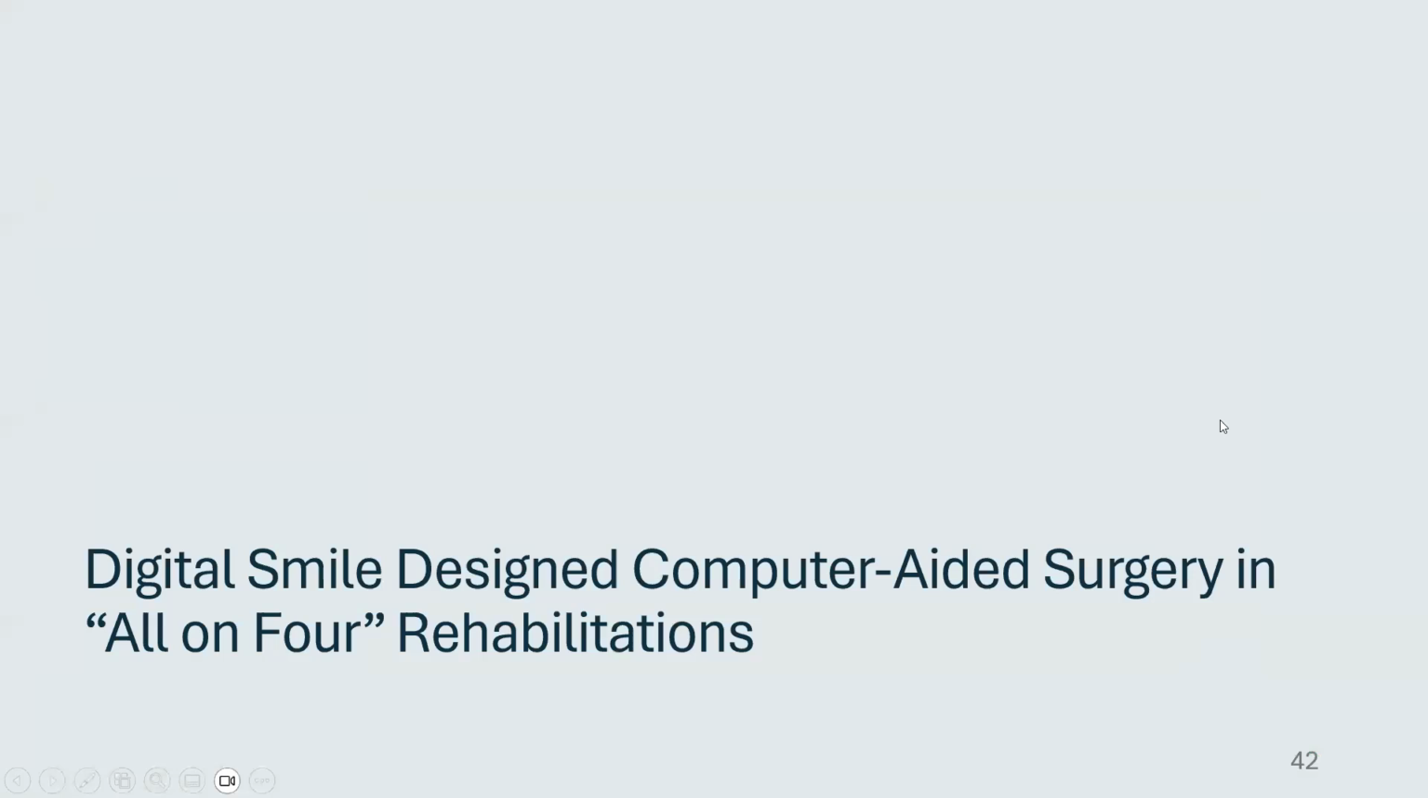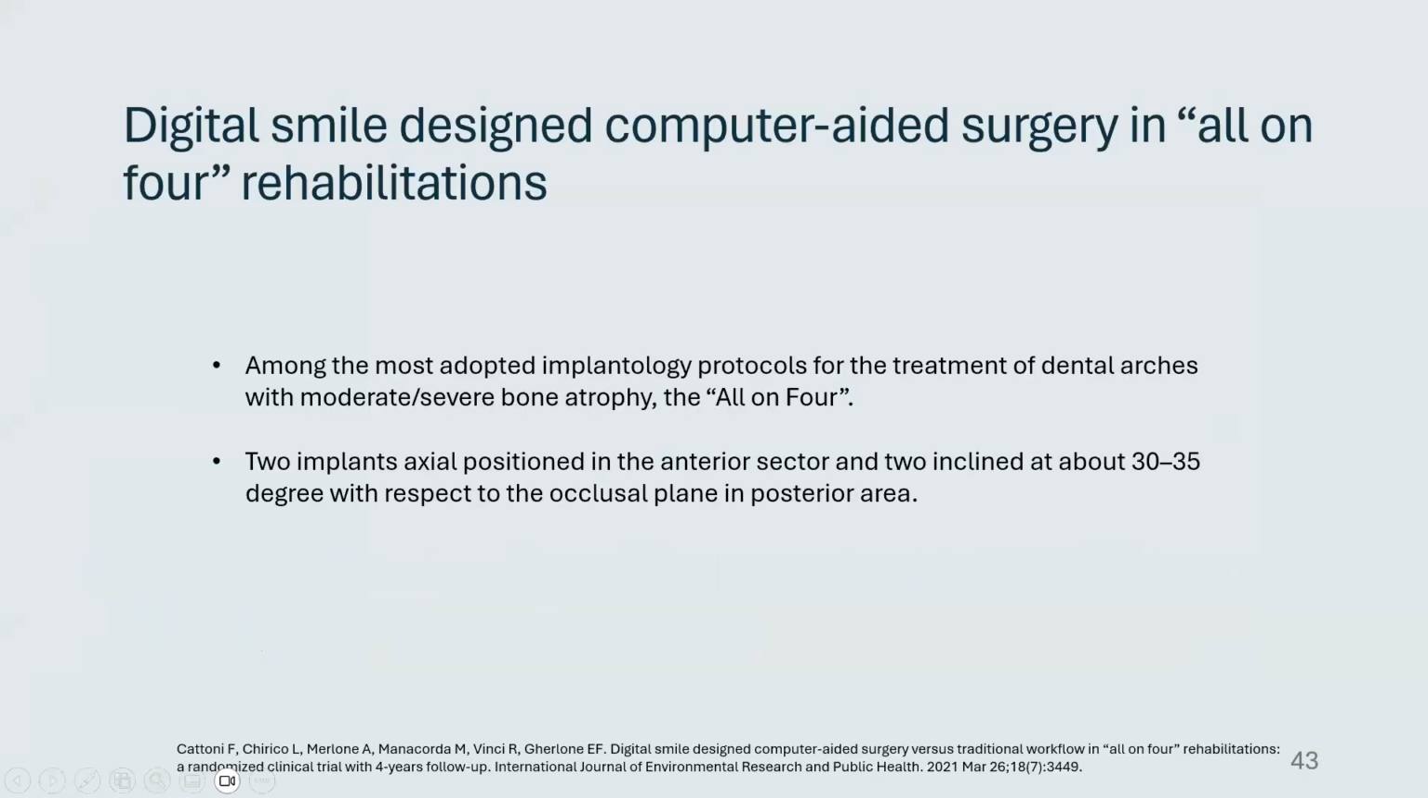Okay, we will talk now about a protocol for digital smile designed computer-aided surgery in all-in-4 rehabilitations. As we know, all-in-4 is a common approach to deal with patients with moderate to severe bone atrophy. We utilize 4 implants, 2 implants axially positioned in the anterior region and 2 inclined implants in the posterior area.